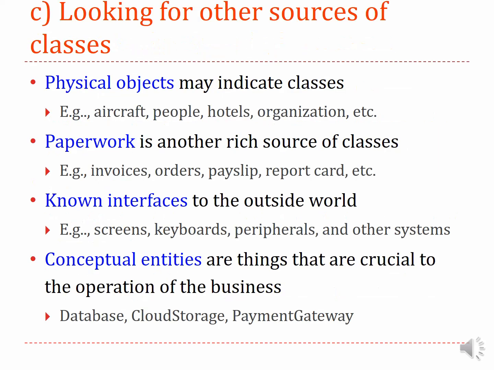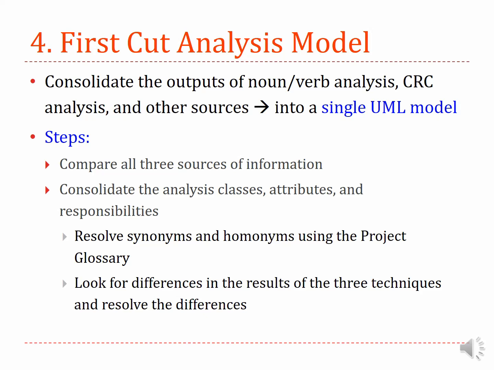The next one is looking for other sources of classes. Analysis classes are not identified only from requirement documents. They can also come from physical objects such as customers, books, or vehicles. Business documents such as invoices, orders, and report cards may also suggest important classes. Similarly, user interface elements, external systems, databases, and payment gateways often represent important concepts that should be included in the analysis model.